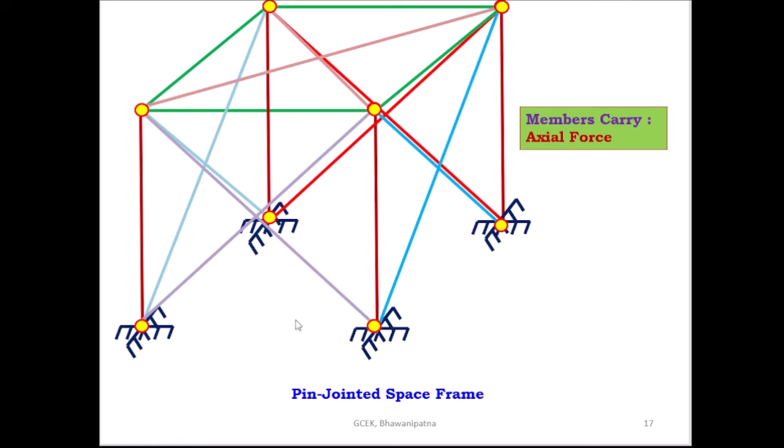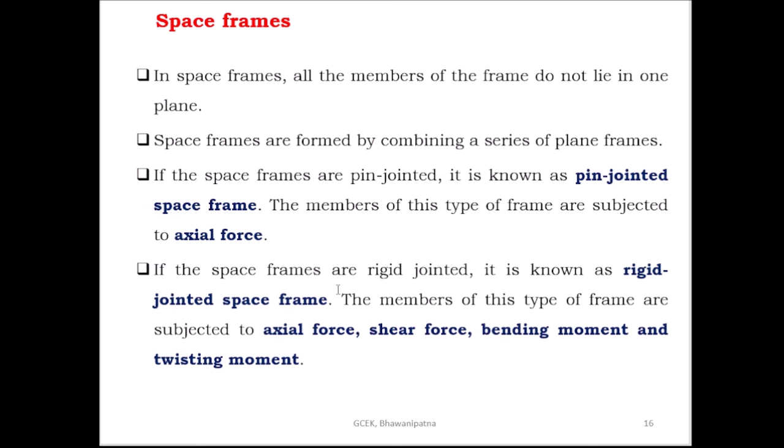This is the example of a pin jointed space frame, and here these are the members and these are the joints, and these are the supports. So here also the members carry the axial force. And if the space frames are rigid jointed, it is known as rigid jointed space frame. The members of this type of frame are subjected to axial force, shear force, bending moment and twisting moment.